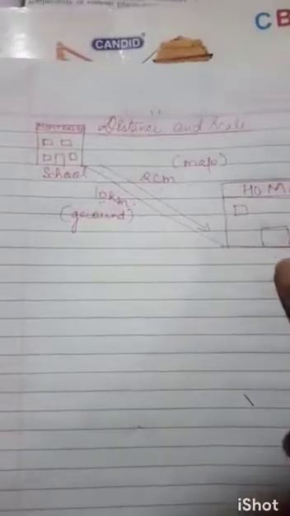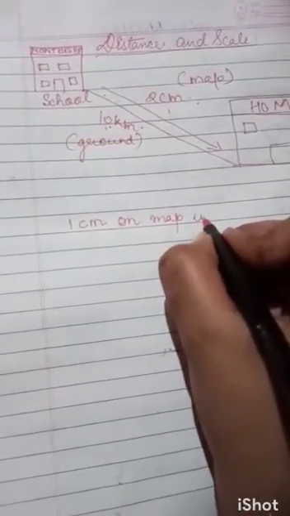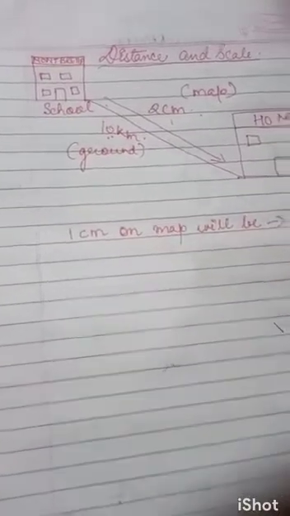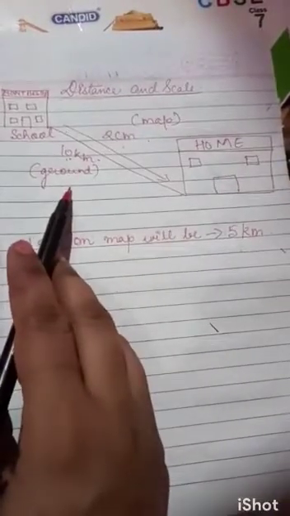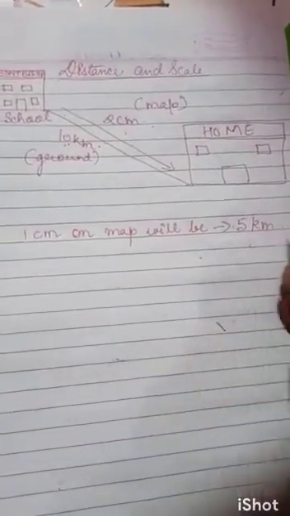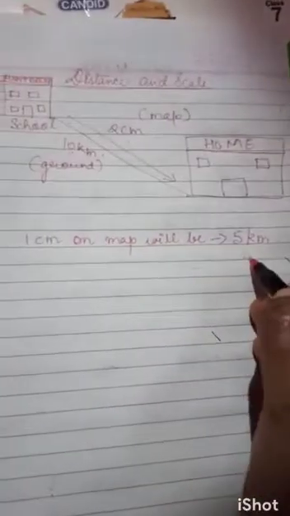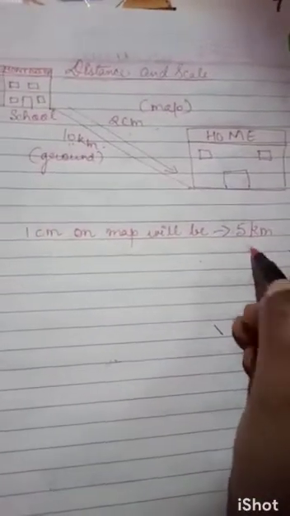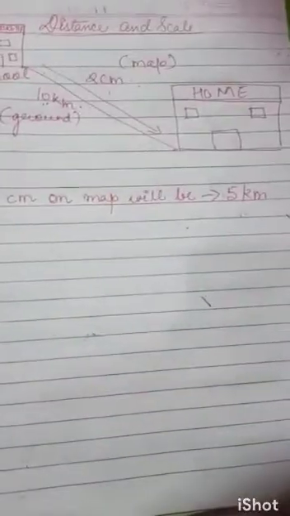it means that 1 centimeter on the map will be 5 kilometers. Clear? As this is 10 kilometers, if we divide, for 1 centimeter it will be 5 kilometers, right? Then only for 10 kilometers it will be 2 centimeters.